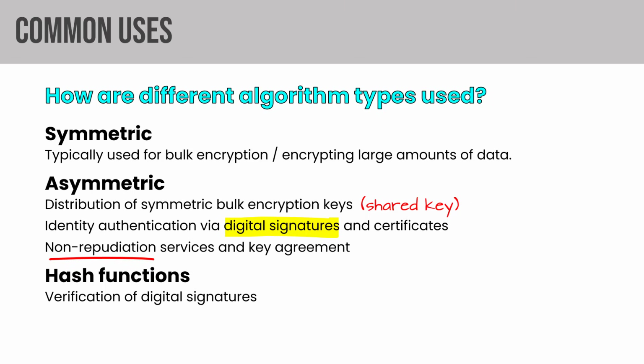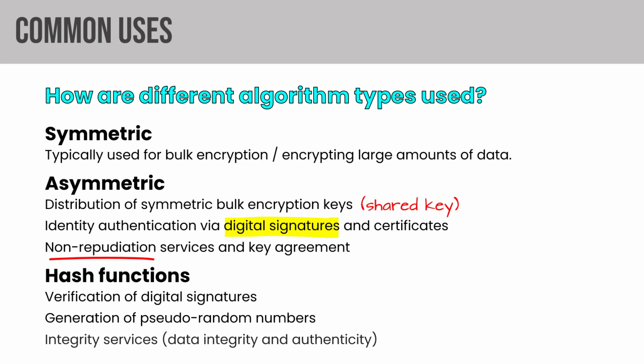Hash functions can be used to verify digital signatures, generation of pseudo-random numbers, integrity services, verifying data integrity. If we hash the data before and after encryption, if the hash matches, then we know that our data is intact, right? It's authentic. It hasn't been modified in any way. So just from this very simple single slide, you can see how these 3 areas of cryptography can be used together in a hybrid approach to produce a more secure, powerful end result.